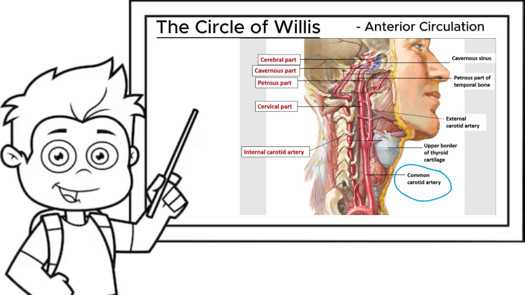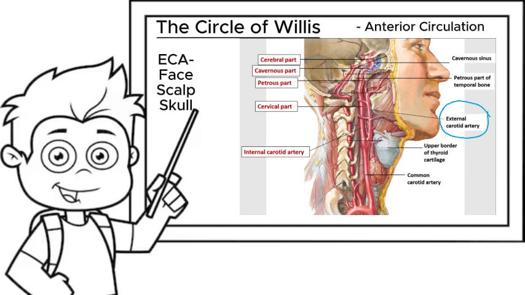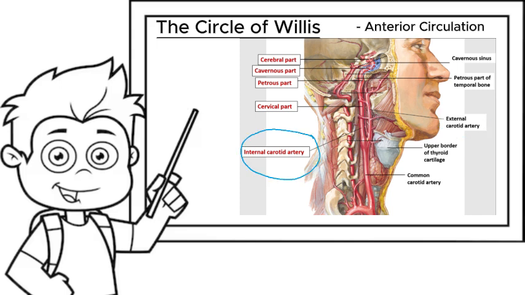Each common carotid artery bifurcates around the level of C3 to C4 into the external carotid artery and the internal carotid artery. The external carotid artery supplies the face, scalp, and the skull, while the internal carotid artery enters the skull through the carotid canal in the temporal bone. As the internal carotid artery enters into the neck, it gives out no branches.